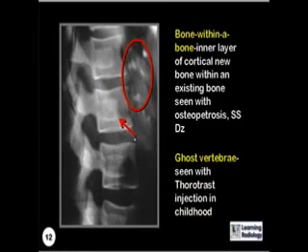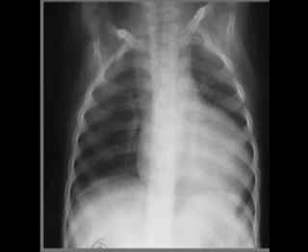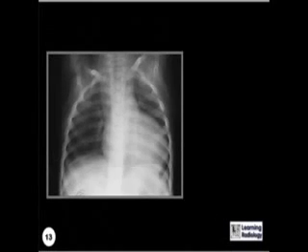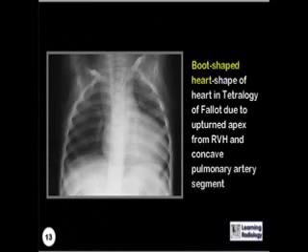What sign is this? This is the boot-shaped heart, the shape of the heart in tetralogy of Fallot, usually due to an upturned apex from right ventricular hypertrophy and a concave pulmonary artery segment.